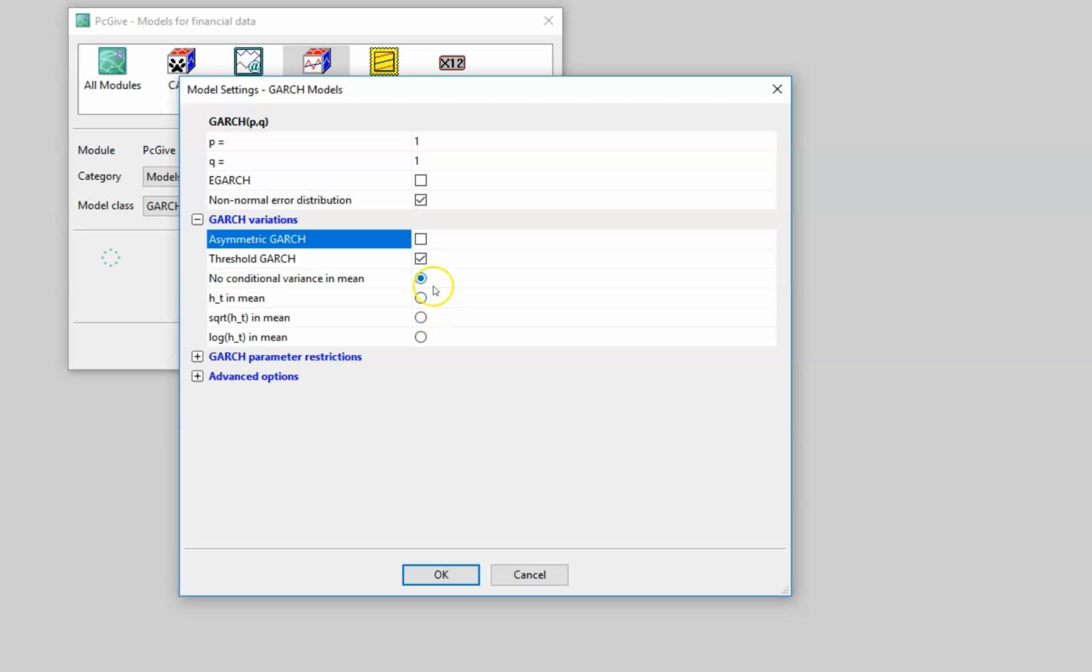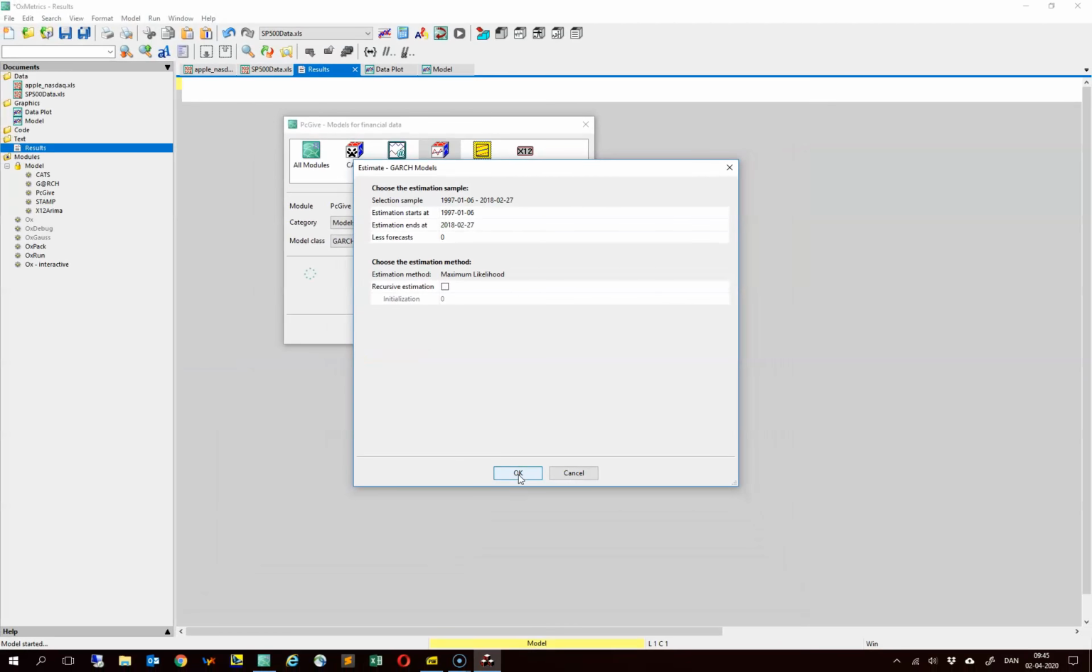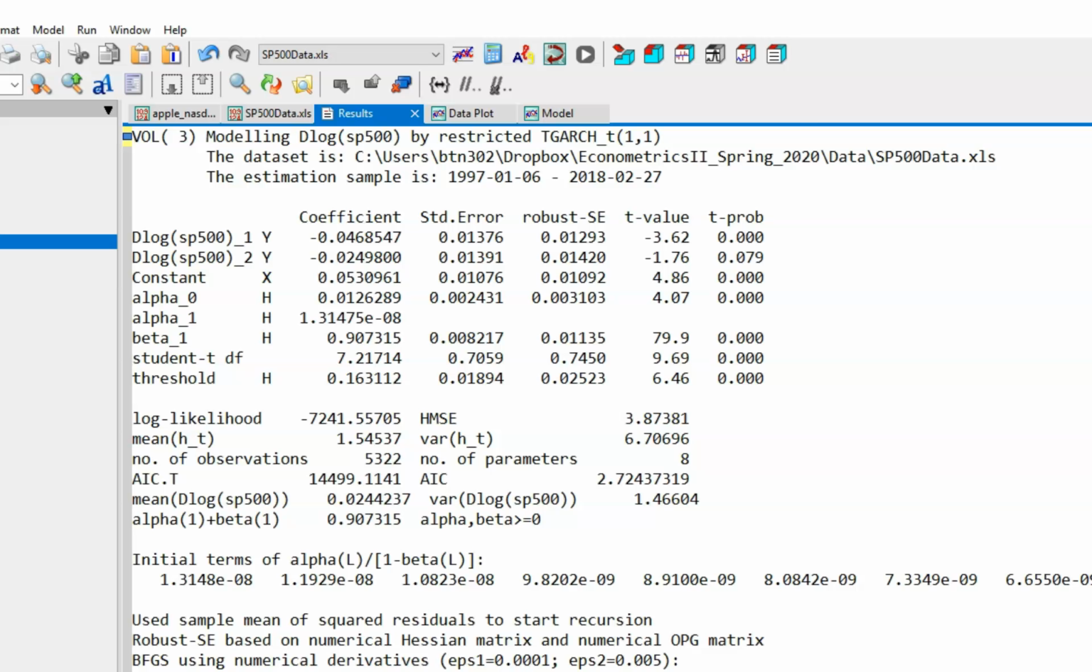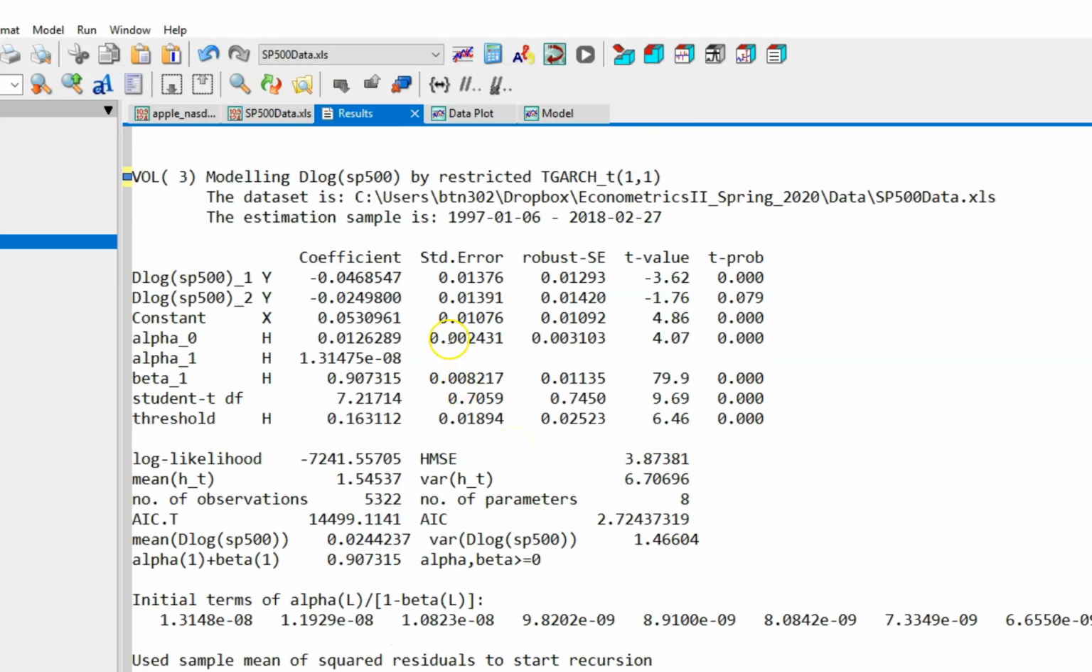Likewise, we will also consider the so-called GARCH in mean models. Here the conditional variance enters the conditional mean equation for yt, and we can choose different specifications of this kind of model if we want to. In the video, we will consider the specification where we have the log of the conditional variance entering the mean equation. So we get the following output.